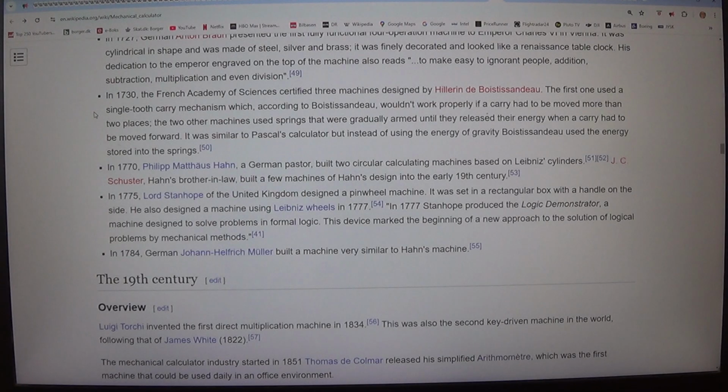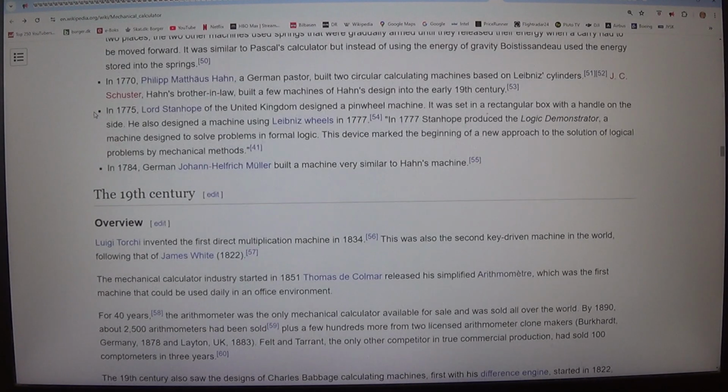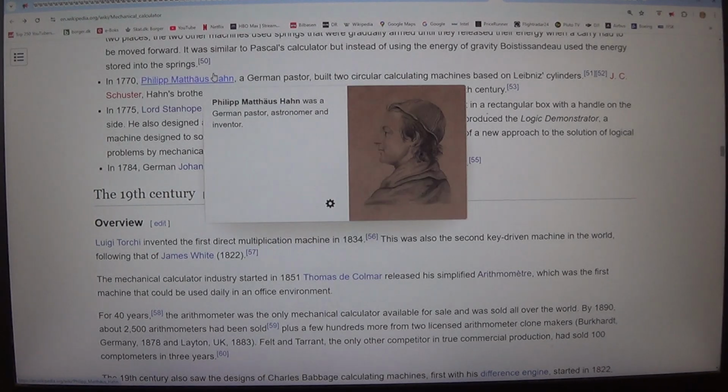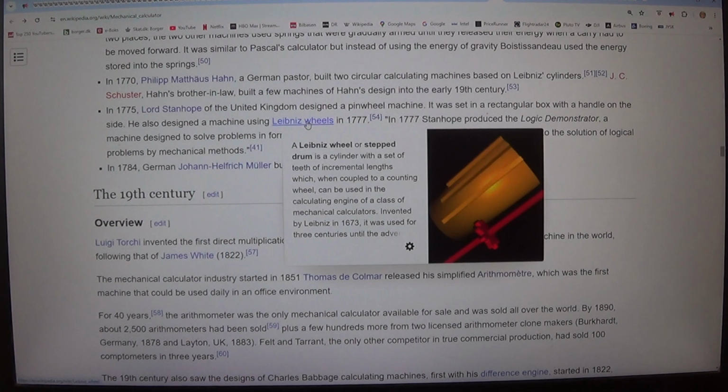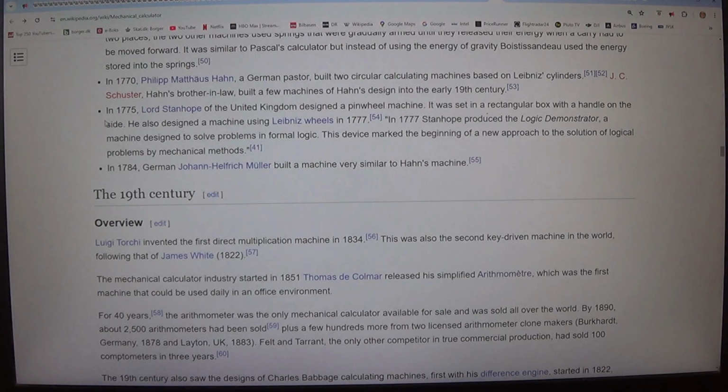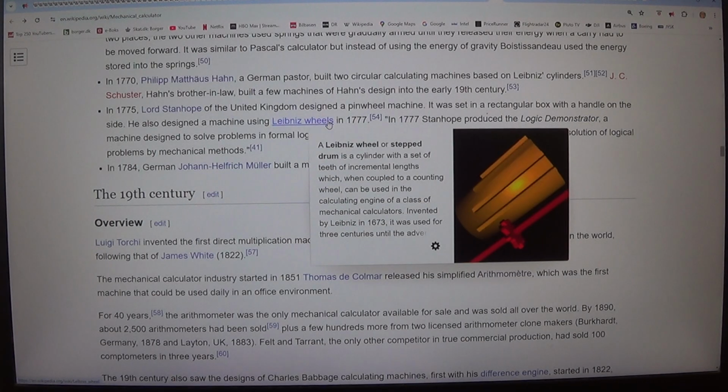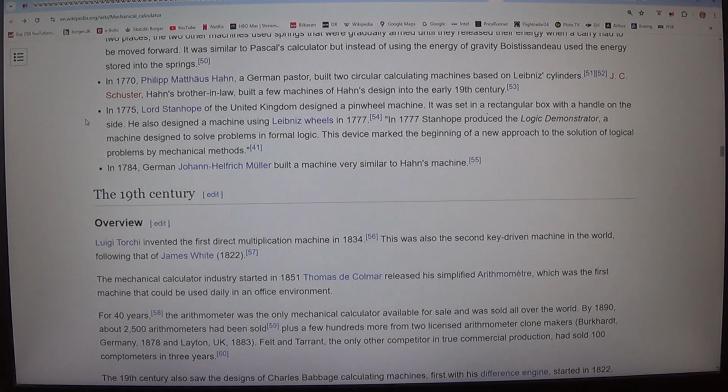5. In 1770, Philipp Matthaus Hahn, a German pastor, built 2 circular calculating machines based on Leibniz cylinders. J.C. Schuster, Hahn's brother-in-law, built a few machines of Hahn's design into the early 19th century. 6. In 1775, Lord Stanhope of the United Kingdom designed a pinwheel machine. It was set in a rectangular box with a handle on the side. He also designed a machine using Leibniz wheels in 1777.